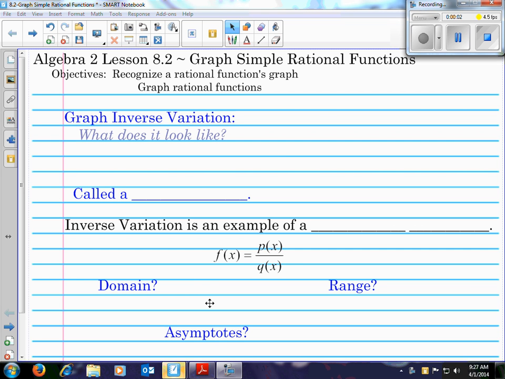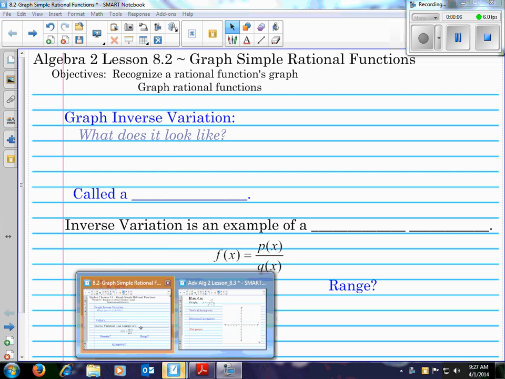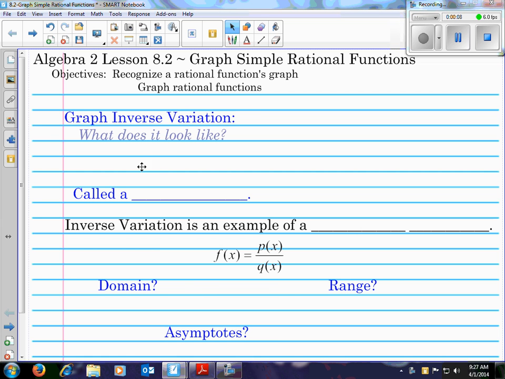Alright guys, this is section 8.2, graph simple rational functions. Now I know it says simple, and it really is, I promise. So it says graph inverse variation, and it says what does it look like? So when I have a graph, let me just put a quick graph up here.